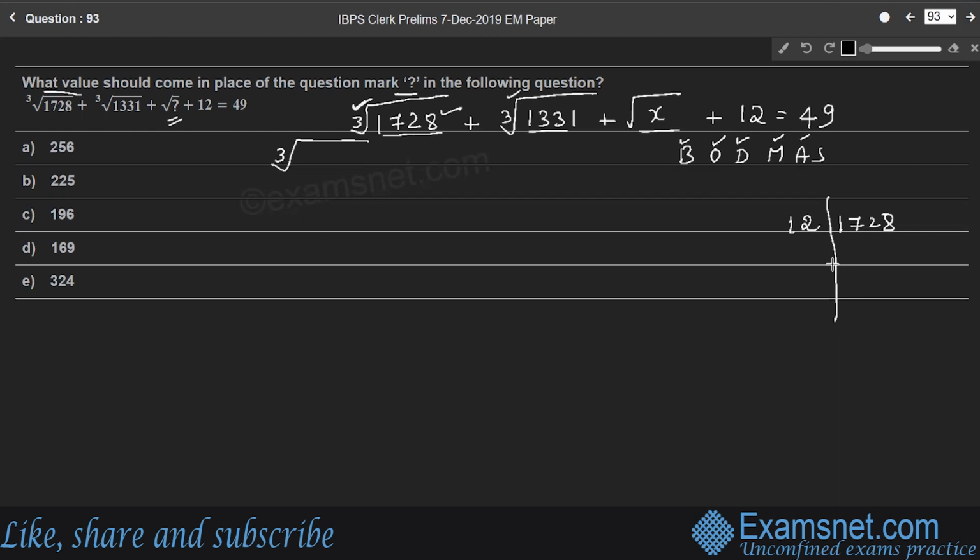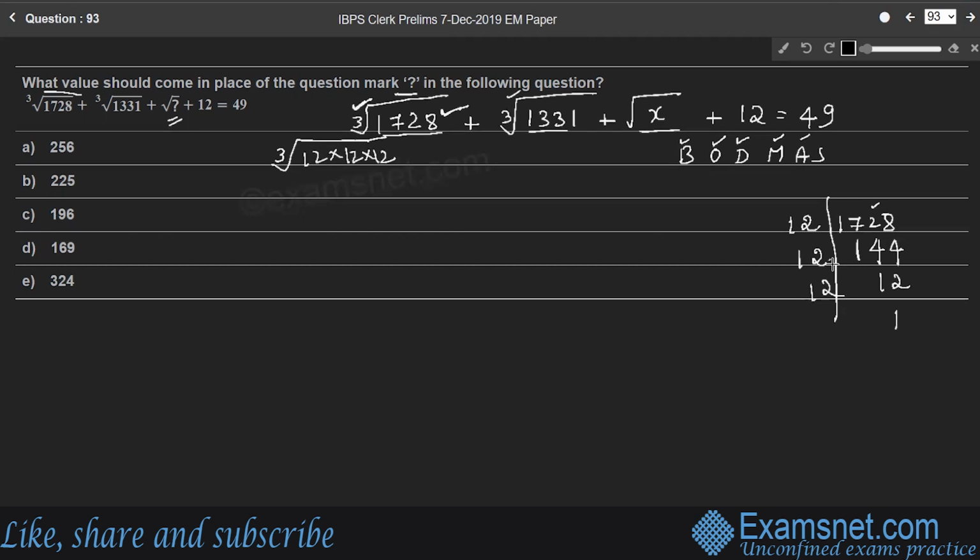12 into 1, so 5 is the remainder. 12 into 4 is 48, 4 is the remainder here. So 12 into 144 is 1728. Again, it is divisible by 12. 12 into 12 is 144. So 12 into 1 is 12. So 1728 can be written as 12 into 12 into 12.